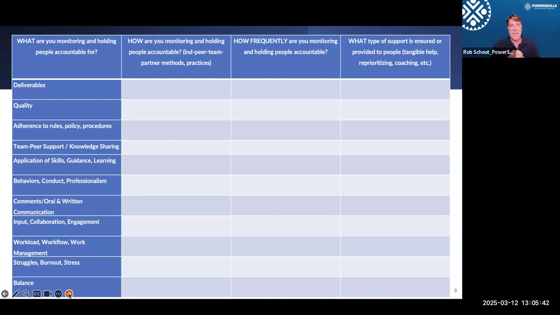Lots of things may come up. Maybe partnerships. You're holding them accountable for sustaining partnerships or developing partnerships. So always ask, what are we holding each other accountable for? How are you doing it or doing it with them? How frequently it needs to be done? And what support do they need so that they can be successful? I hope this list gives you some ideas.